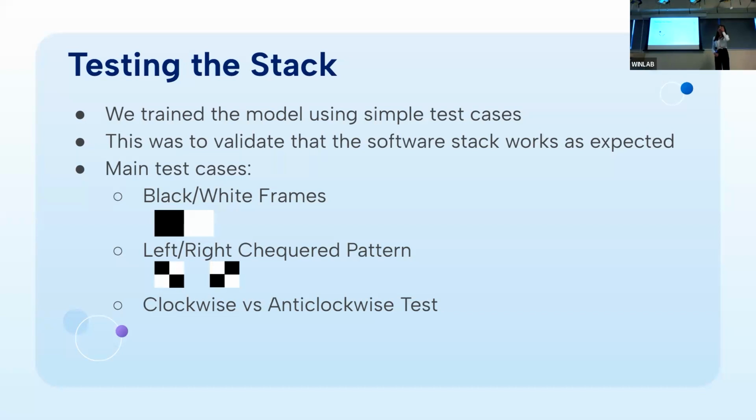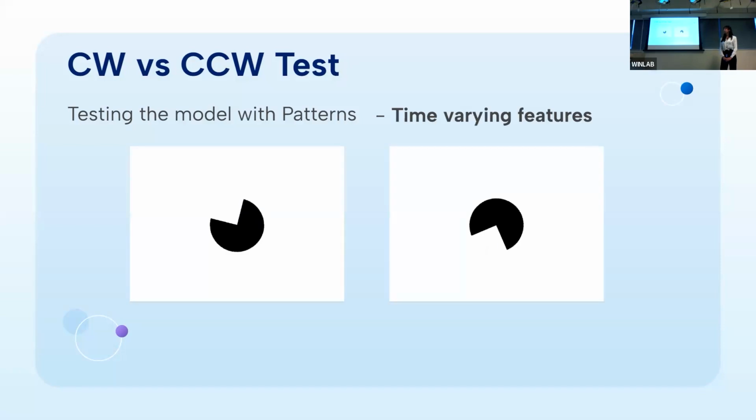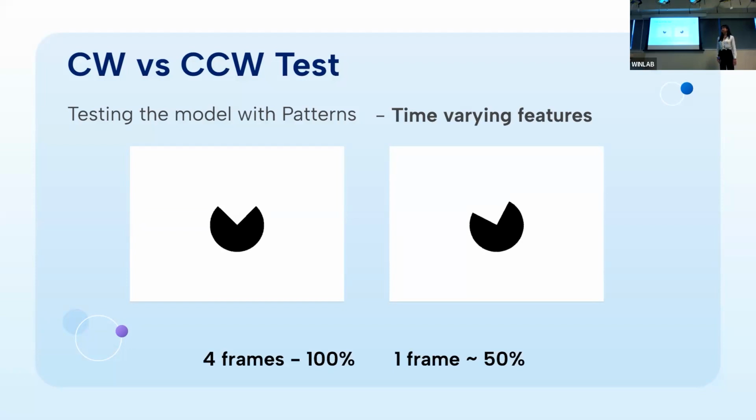So the reason why we did the clockwise versus anti-clockwise test is because we wanted to see if our model can learn time-varying features. As you can see, one of these Pac-Man is moving clockwise and the other one is moving anti-clockwise. On applying our machine learning model with 4 frames in each sample, we were able to get 100% accuracy. And on training it with 1 frame per sample, we got 50% accuracy.